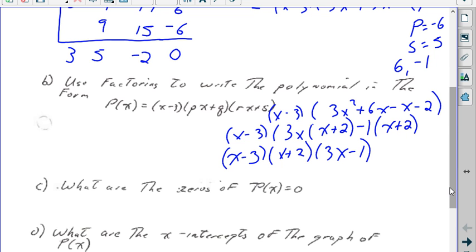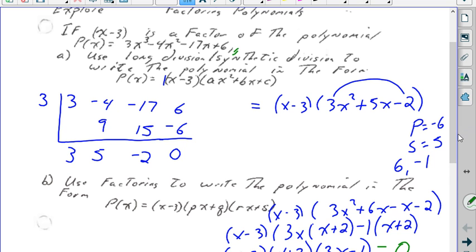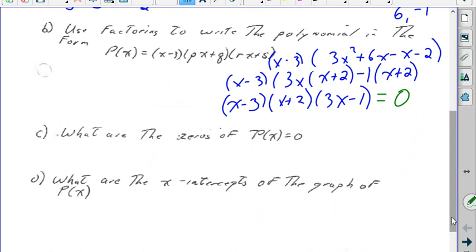Now, what are the zeros of this polynomial? So I'm basically asking you, what makes this polynomial equal to 0? What's the zeros of this polynomial? What makes this guy equal to 0? Well, a 0 would be 3, a 0 would be negative 2, and a 0 would be 1/3.